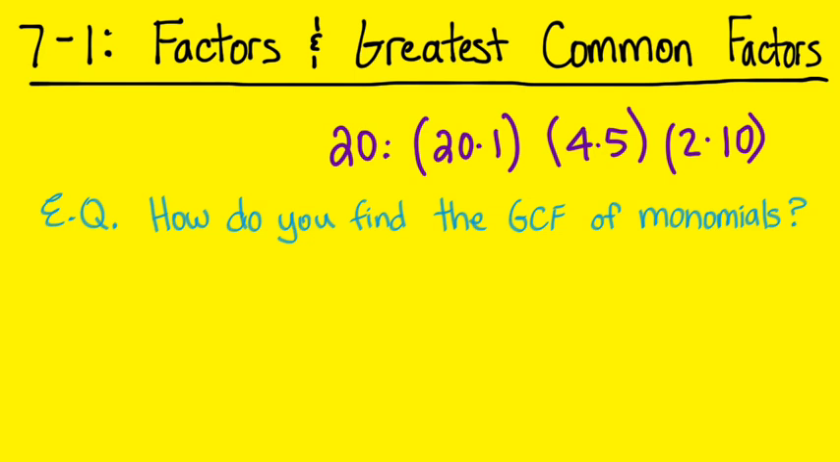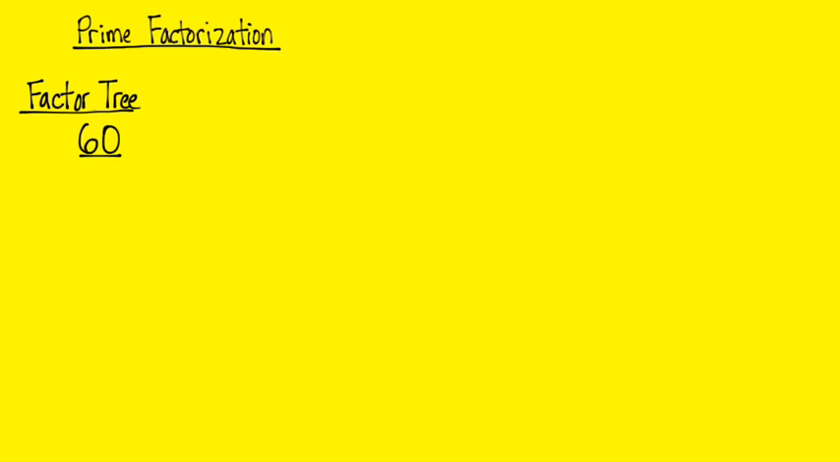So how do we find the greatest common factor of monomials? Well, first we're just going to talk about prime factorization. Prime is a number that cannot be factored any longer. There's some natural terms that just are never factorable, and we want to get all of these numbers to be only prime numbers. And one of the ways we can do this is using a factor tree.